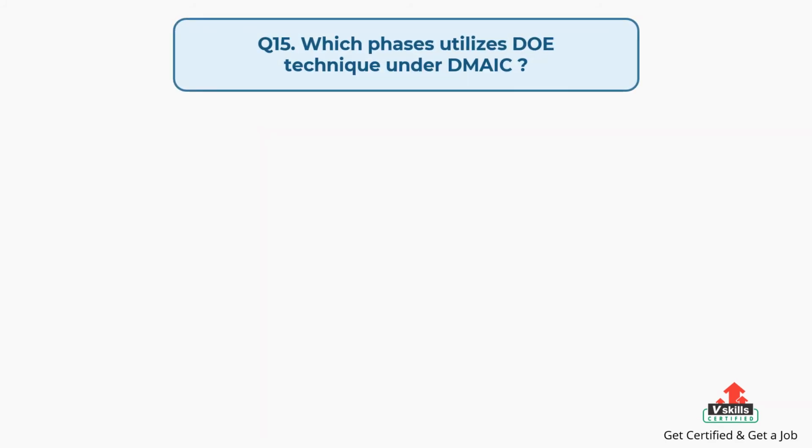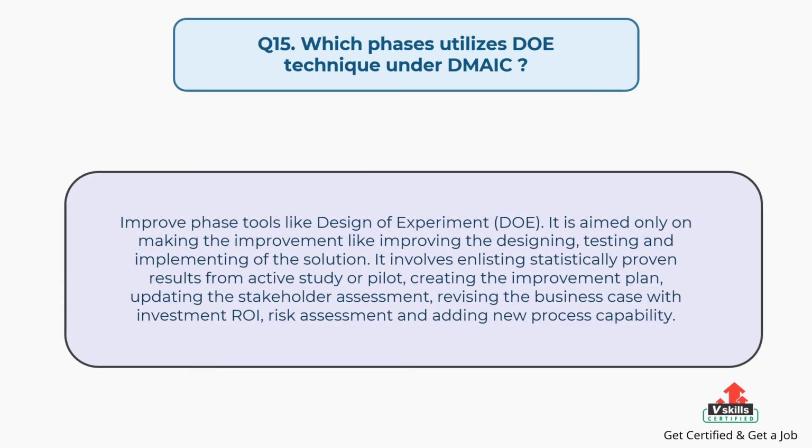Question number 15. Which phase utilizes the DOE technique under DMAIC? The answer is, the improve phase, with tools like design of experiments, DOE. It is aimed only at making the improvement, like improving the designing, testing and implementing of the solution. It involves enlisting statistically proven results from active study or pilot, creating the improvement plan, updating the stakeholder assessment, revising the business case with investment ROI, risk assessment and adding new process capability.